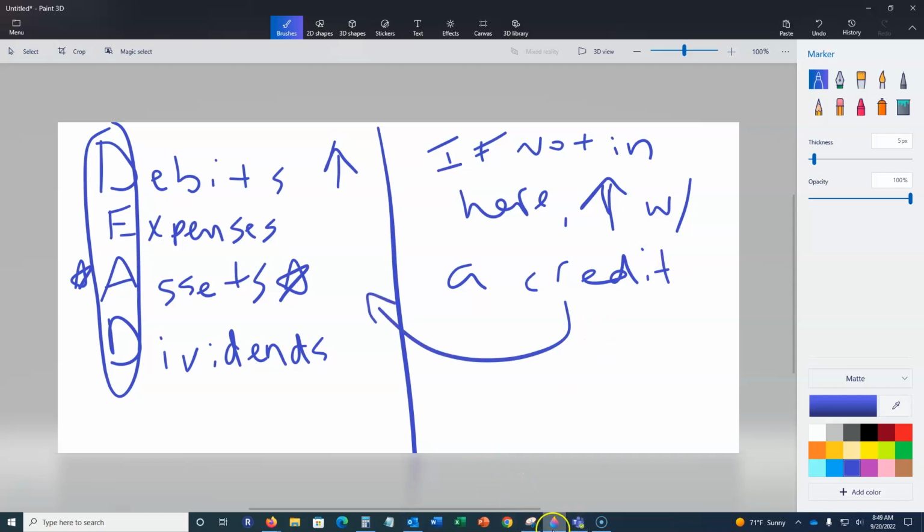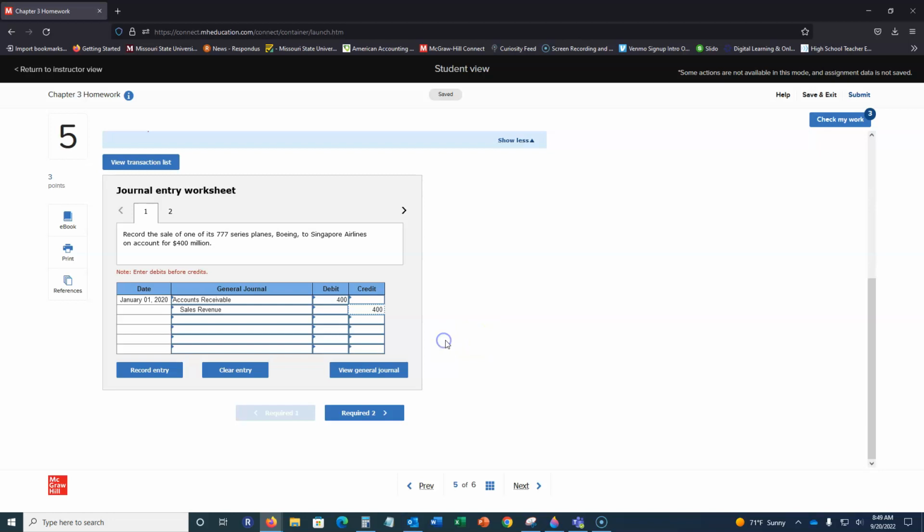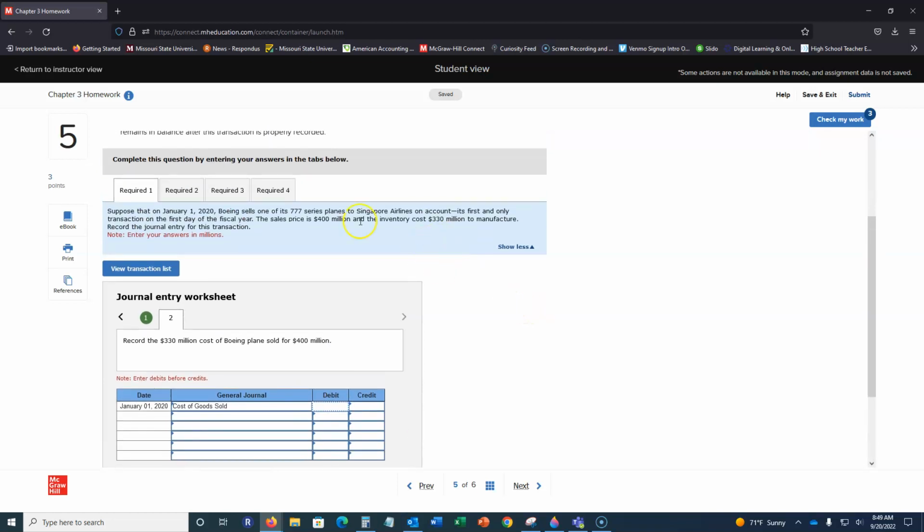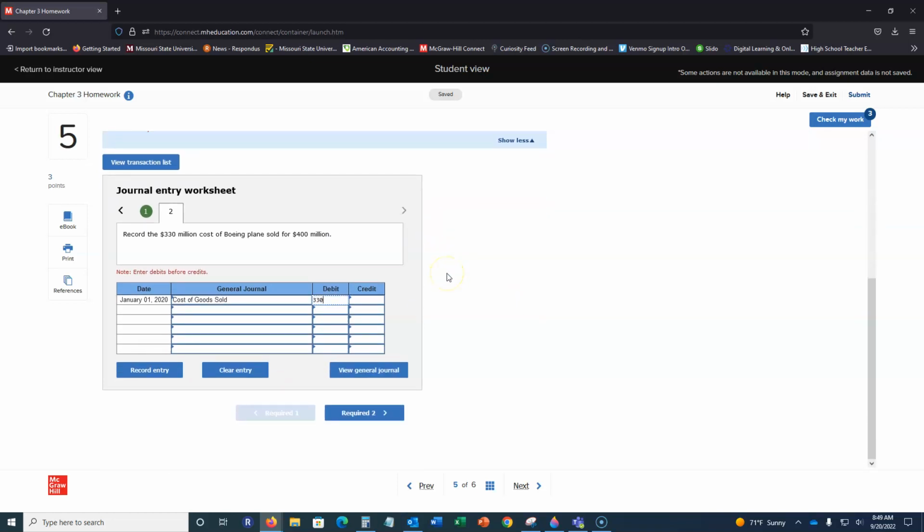So that's how we knew we were going to credit our sales revenue. Now let's do the second part of this journal entry, and this is the expense, because when we sell something, when we generate revenue, there is an expense associated with that. What is that expense in this case? Well, cost of goods sold. It cost us something to sell that good. That's our cost of goods sold. How much? $330 million.